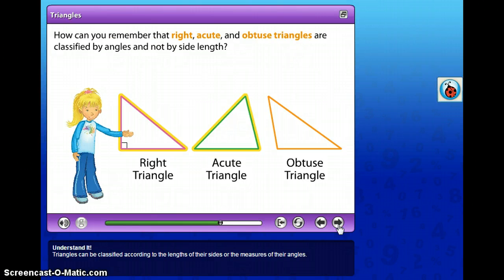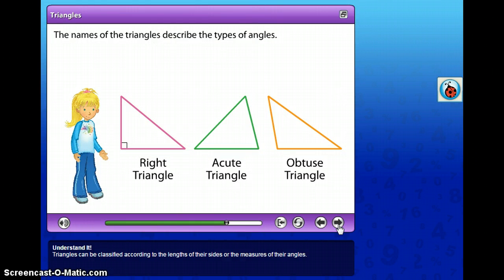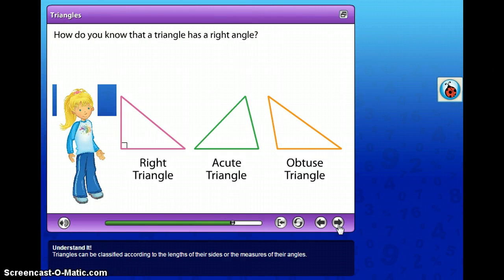How can you remember that right, acute, and obtuse triangles are classified by angles and not by side length? The names of the triangles describe the types of angles. How do you know that a triangle has a right angle? How would you know? Ellie? You could make a little square where the two lines that make the right angle meet. That little square.